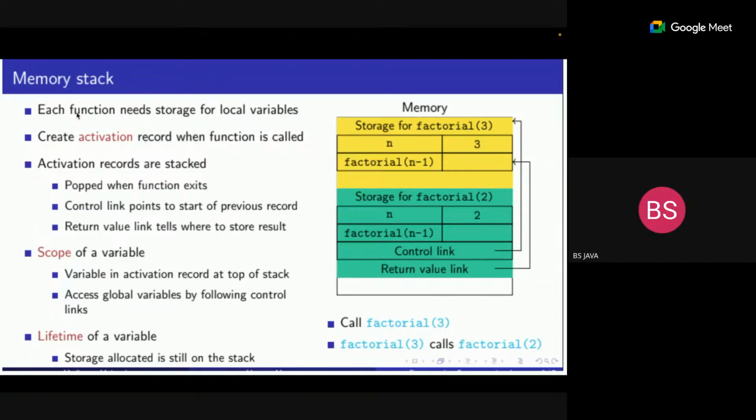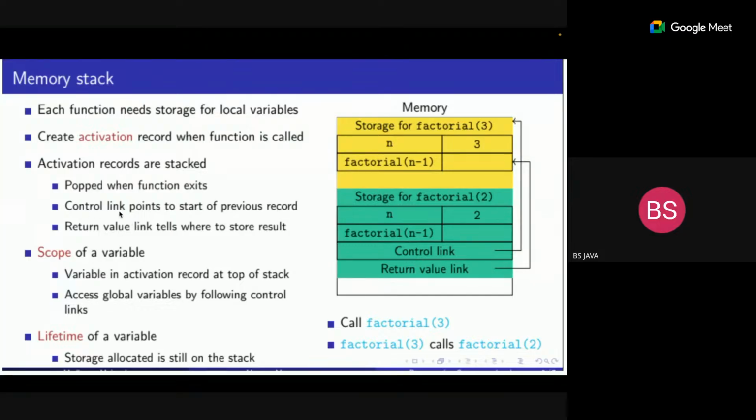So each function needs storage for local variables. We create an activation record when the function is called. Activation records are stacked, and when the function exits, this activation record will be popped out. Okay, it will no longer exist.